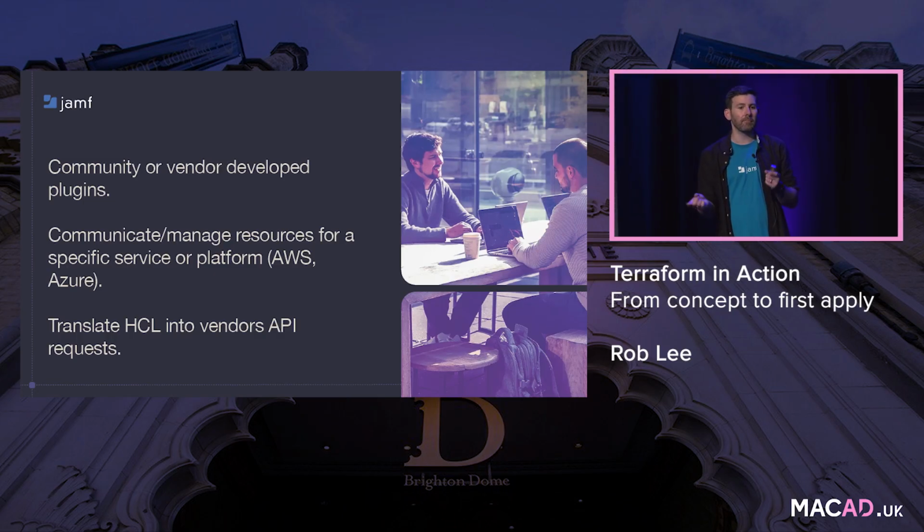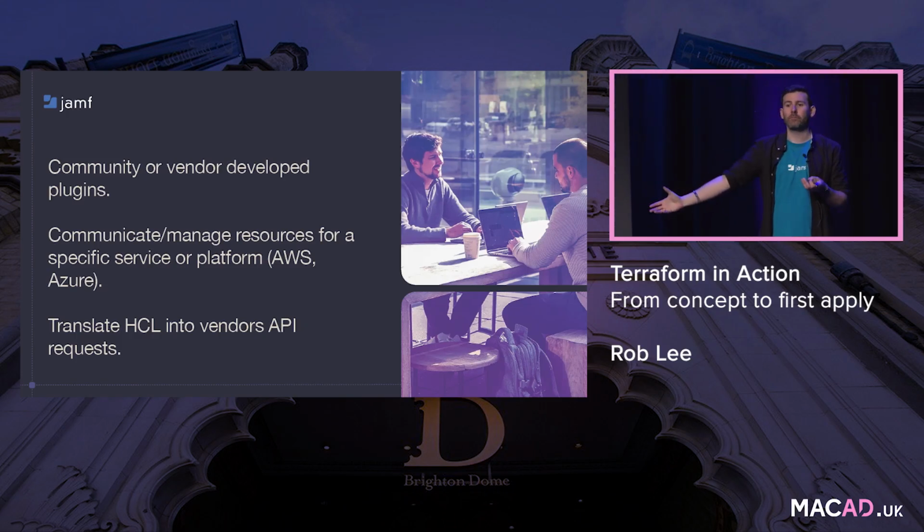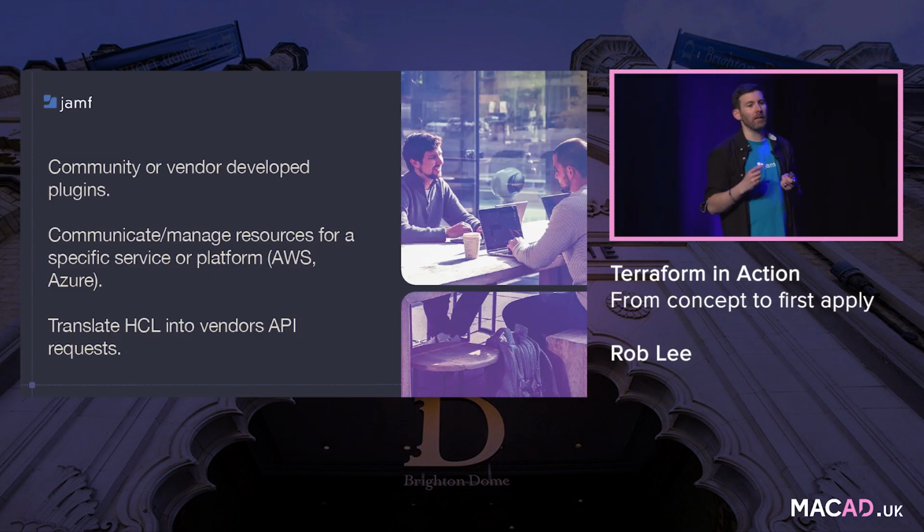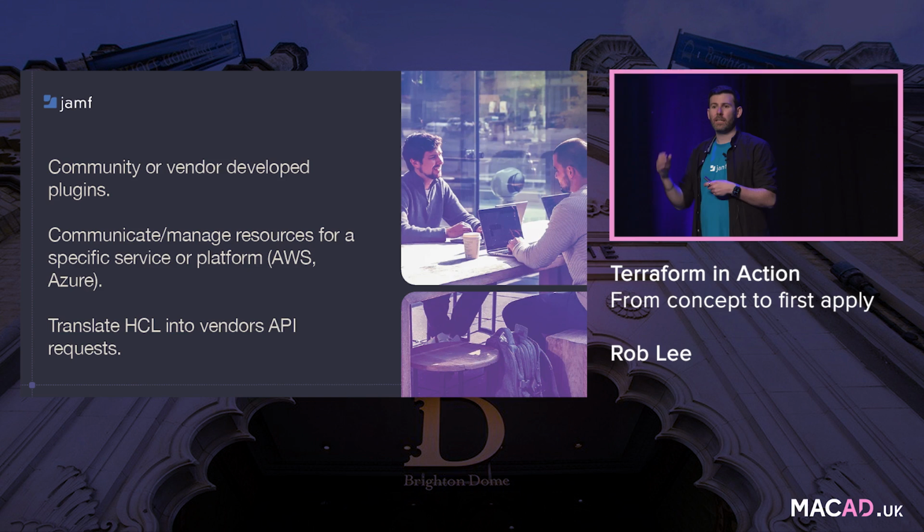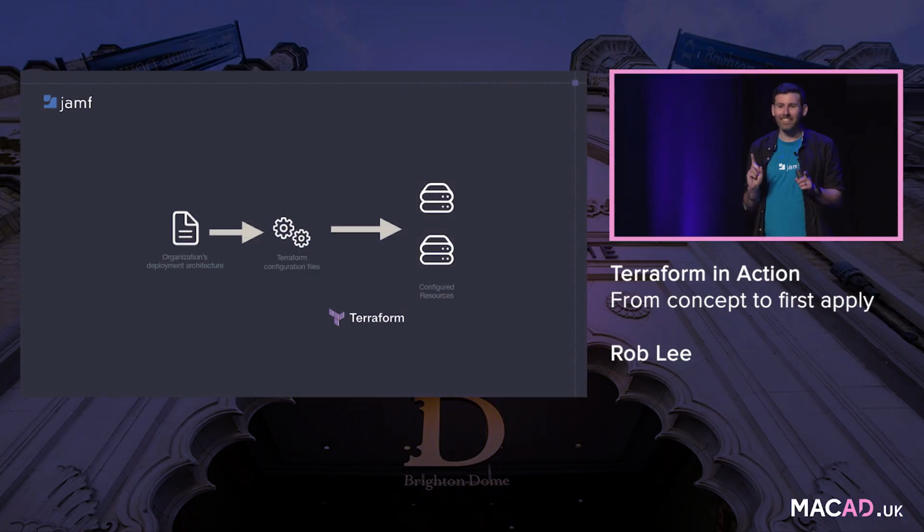And the whole point of them is to manage the communication between your configuration, your code, and whatever that vendor is, whatever that environment is that you're trying to configure. Okay? And they do that by translating what we call HCL, which is HashiCorp configuration language, into that vendor's API requests. So going off and doing the automations for you. Okay? It will make sense in a second, I promise. I'm going to show you what it looks like. Okay? Don't get scared.